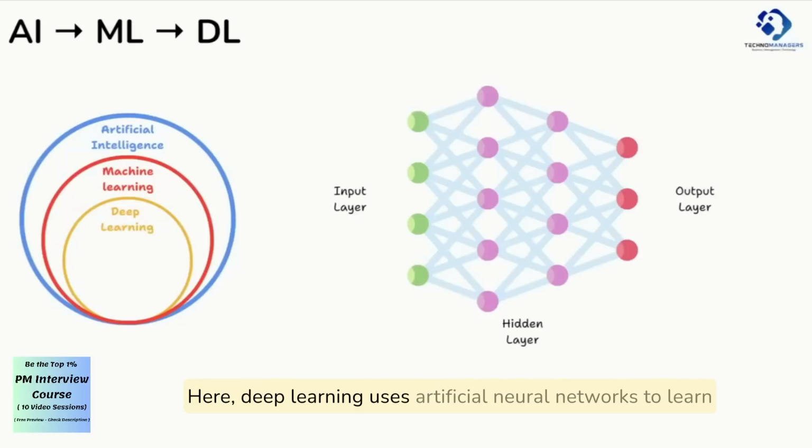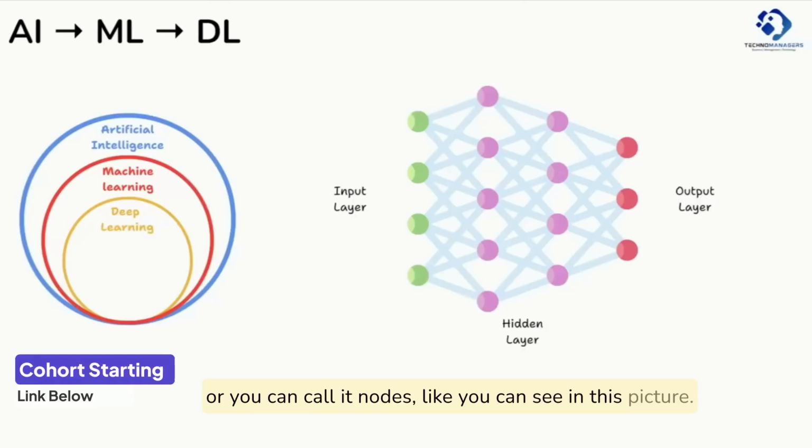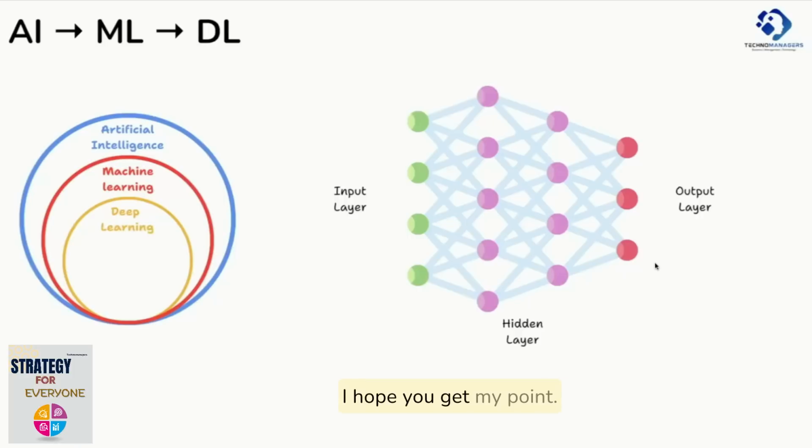Here, deep learning uses artificial neural networks to learn from complex data in a way inspired by our human brain. Like our brain, they are interconnected with a lot of neurons, or you can call them nodes, like you can see in this picture. Deep learning models can have many layers of neurons. In a deep neural network, the input layer receives the data, which passes through the hidden layers that transform the data, and the final output layer generates the model prediction. I hope you get my point.